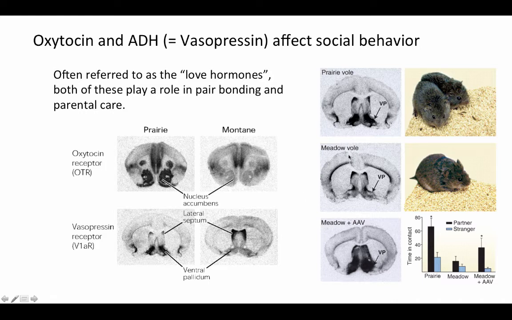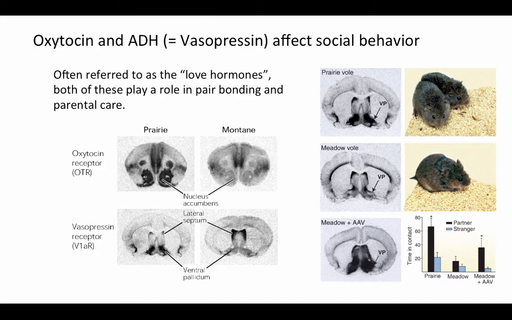So some of the experiments were done on these species of voles. There's the prairie vole that has this sort of unusual behavior among voles for forming very solid pair bonds and also having very devoted, intensive parental care. And so these prairie voles were compared to the more solitary meadow voles that do not form these pair bonds and have very little parental care.